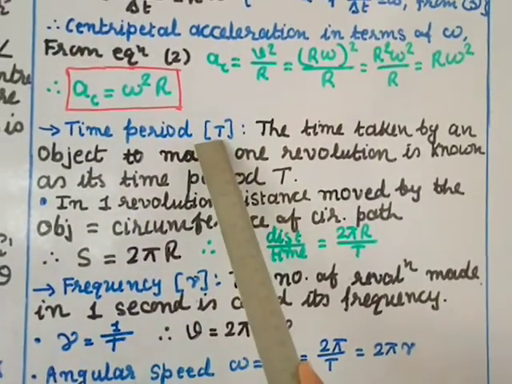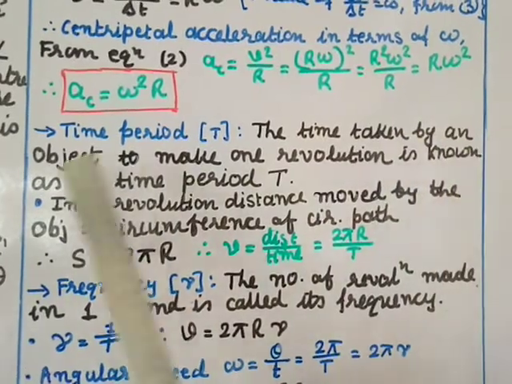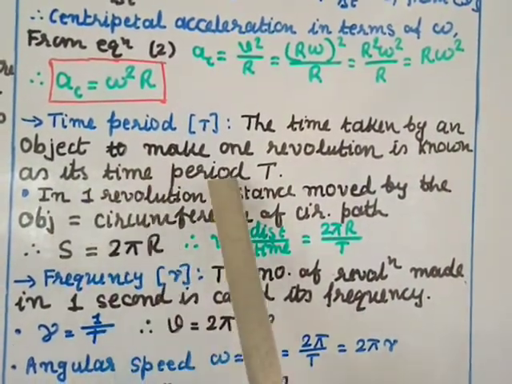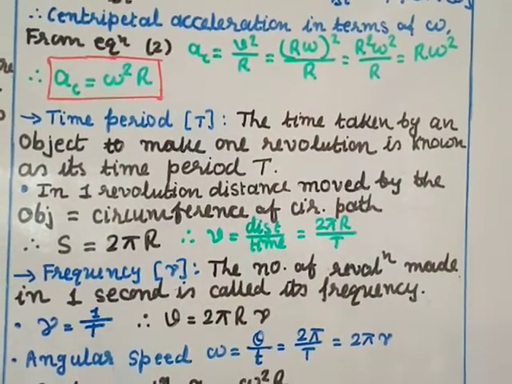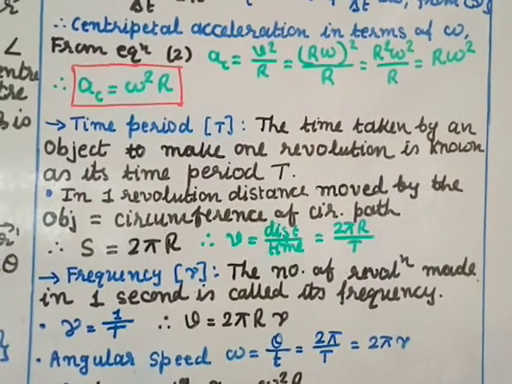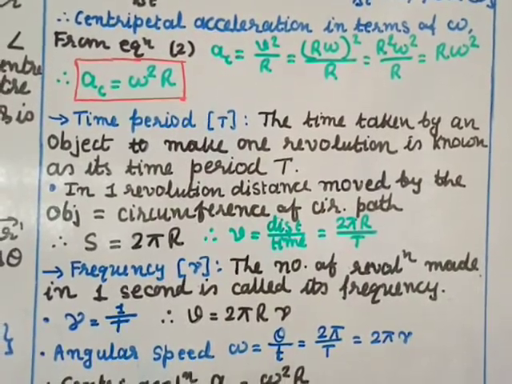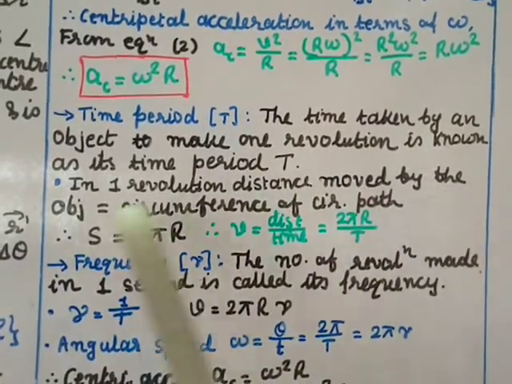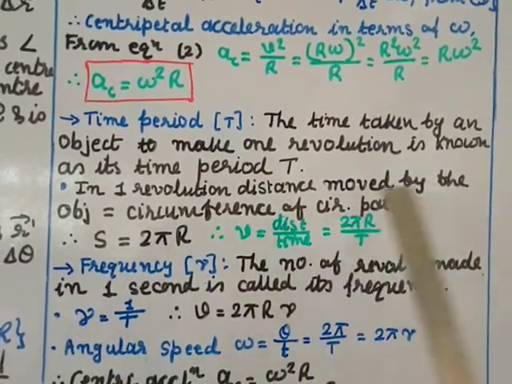Time period, capital T. The time taken by an object to make one revolution is known as its time period, capital T. Now this is circular motion, so it will make revolutions. So in one complete revolution, the time taken is called your time period, capital T. In one revolution, the distance moved by the object is equal to the circumference of a circle.